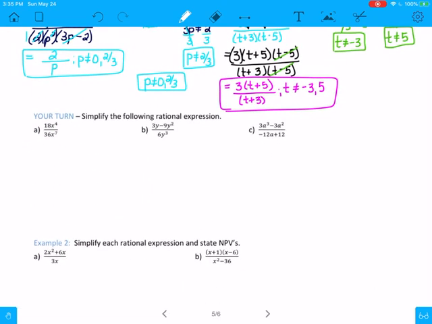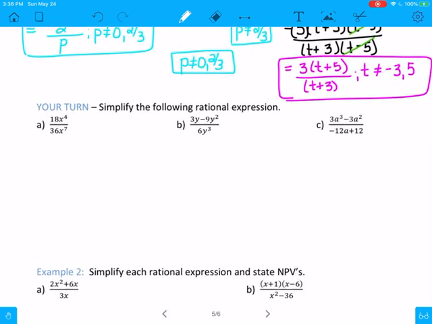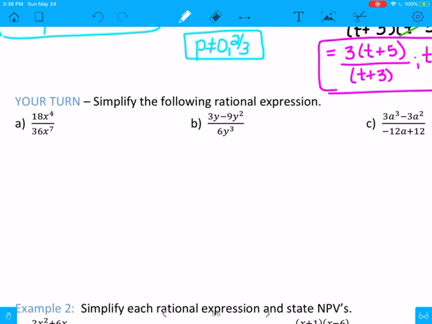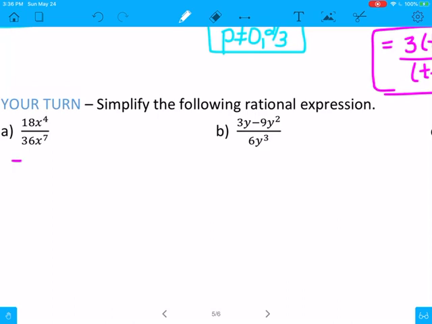These ones here are your turn, so you're going to try them out on your own, following what we just did. So you're going to pause it and try them out, and then you're going to come press play and check and see if you got them right. So simplify the following rationals. So this is the monomial. When we have monomials, we just write them separately in brackets. We can skip step 1 of GCF and difference of squares.